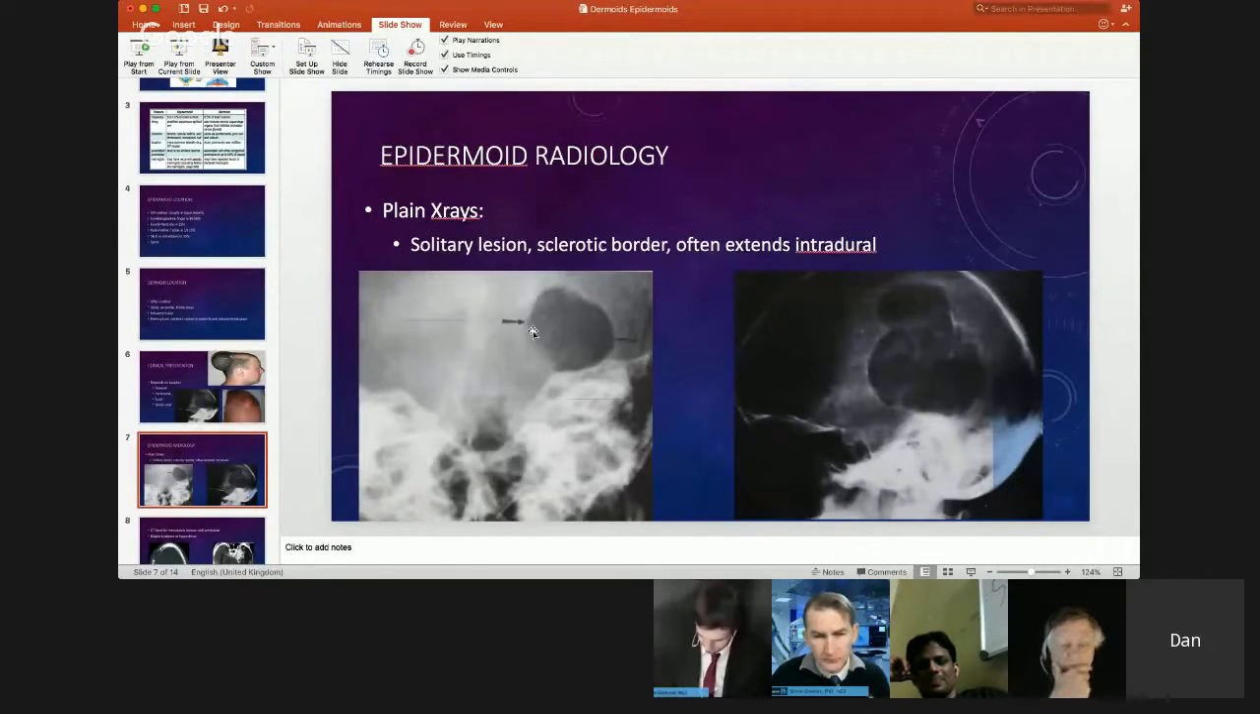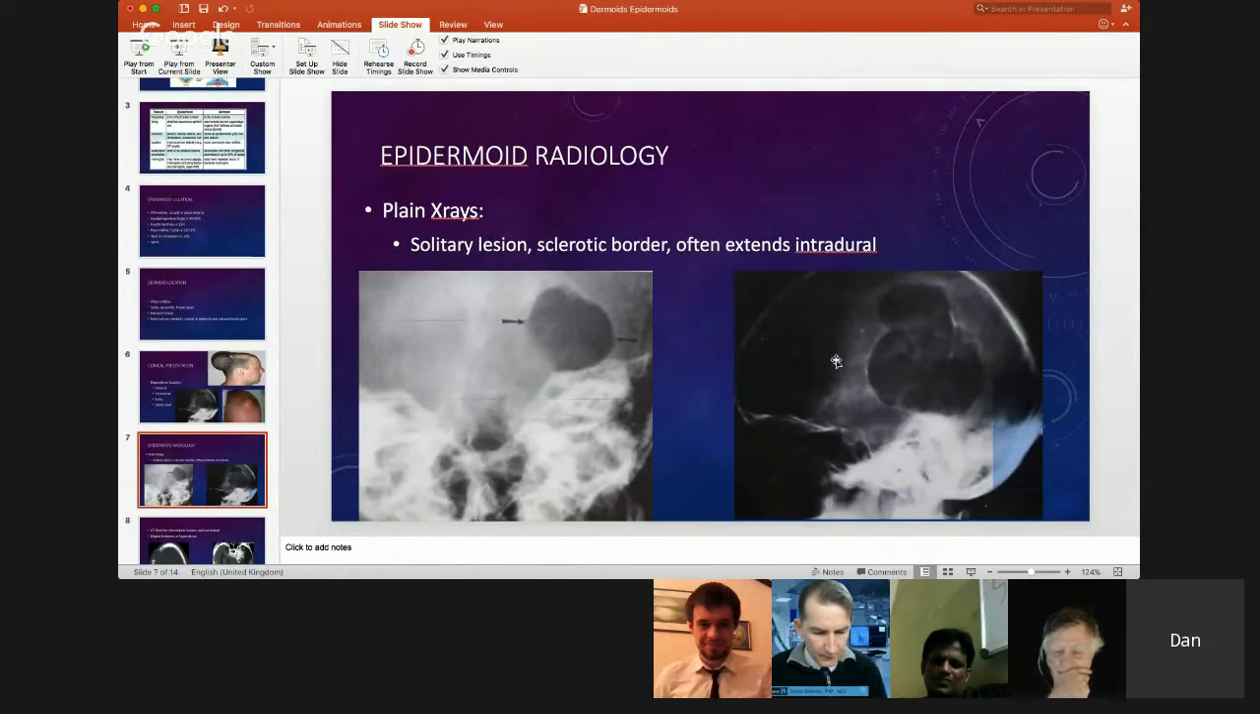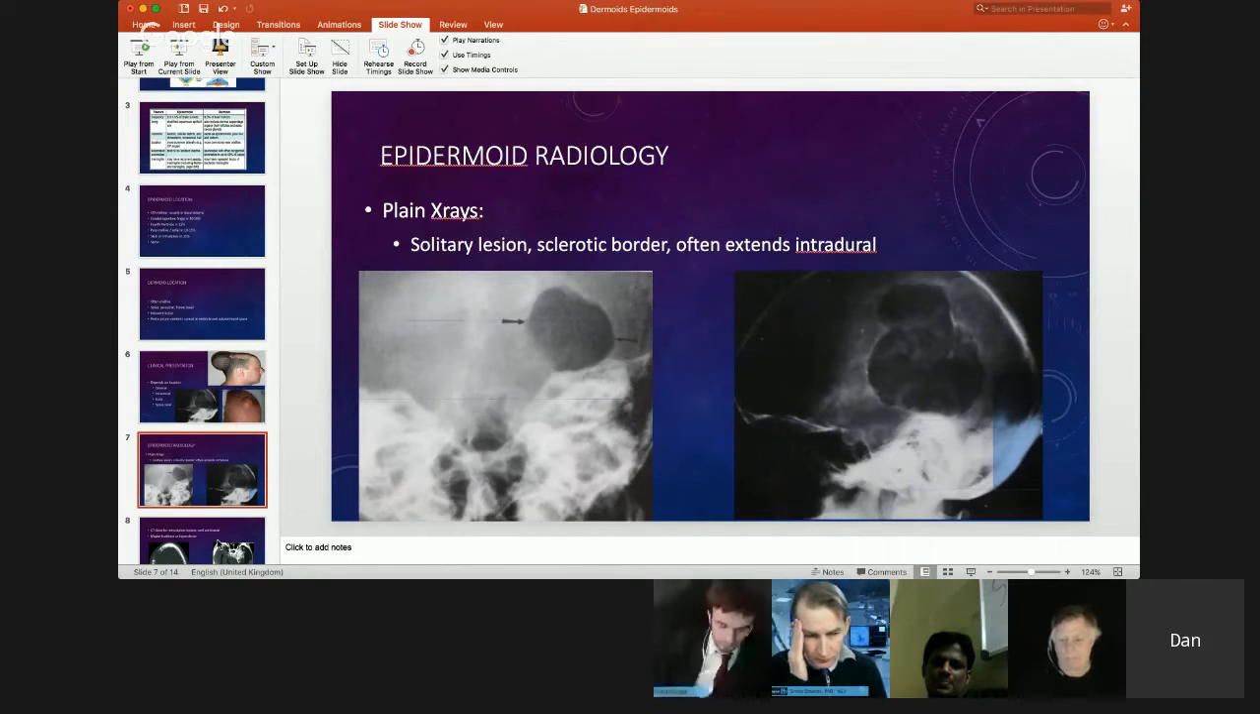For epidermoids, with a plain X-ray, at times you can see a solitary lesion, as seen in the X-ray on the left. They usually tend to have a sclerotic border, and usually there seems to be some kind of intradural extension. This is as opposed to metastases, for example, that might look the same but are usually multiple and are usually a mixture of sclerotic margins or may also have blastic features.